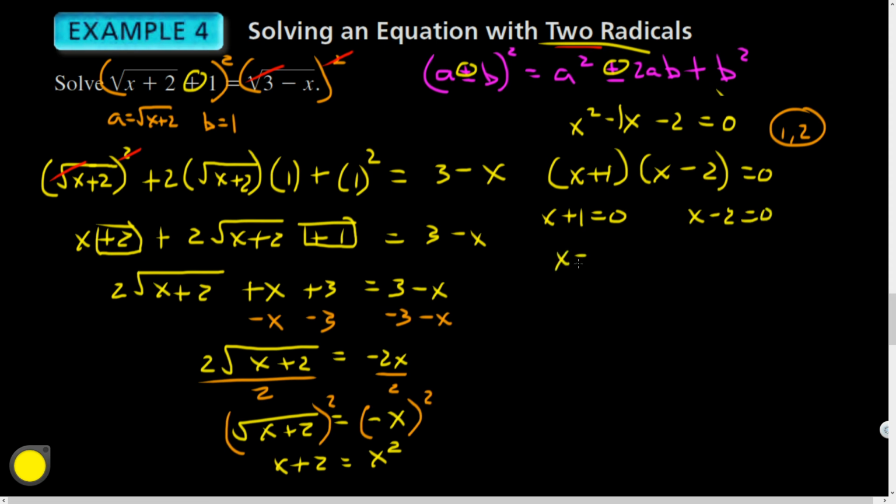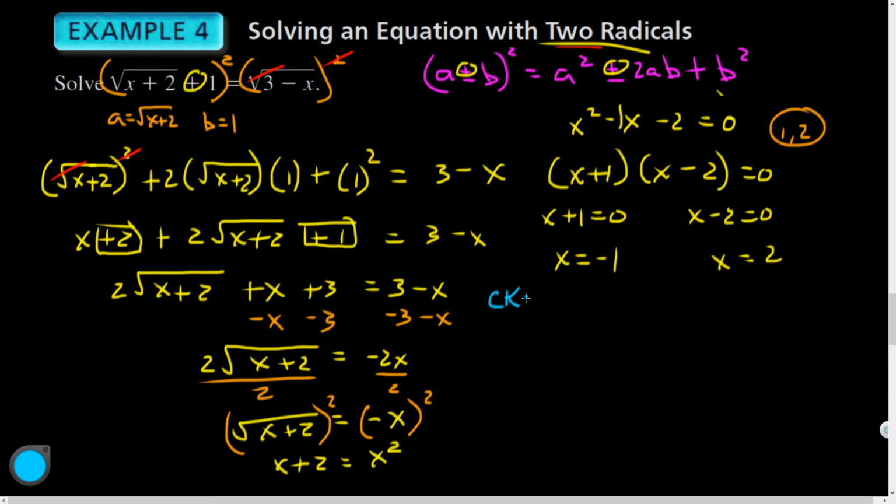Subtract 1 from both sides. Add 2 to both sides. Notice we're skipping some algebra steps there. It's good, though. Okay, so x equals negative 1, x equals 2. Even though I've done all of this work, I don't know if those are the answers. And so I'm going to have to do a check.